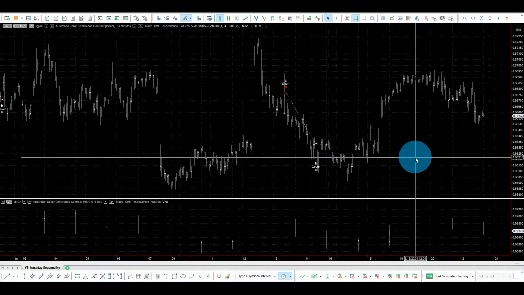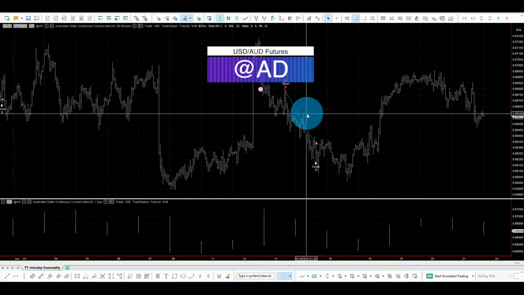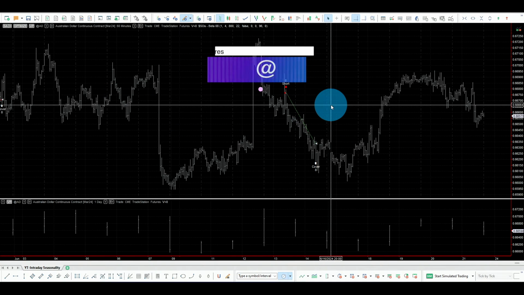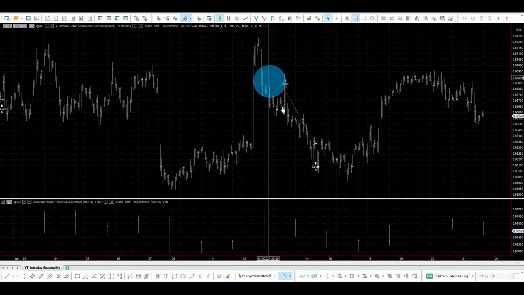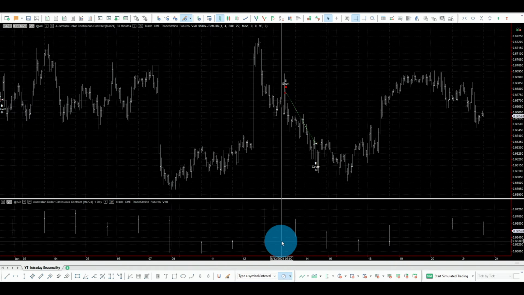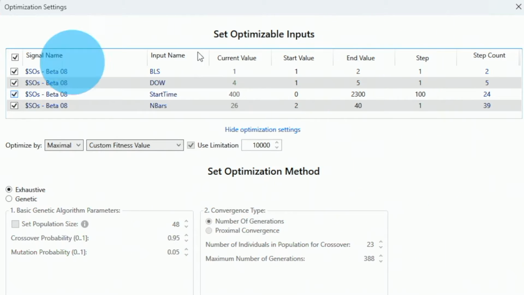So here is our tool applied to 60 minutes Australian dollar futures. So this is the US dollar, Australian dollar represented by futures and 60 minutes bars. And at the bottom here, I have the daily bars. The reason I have daily bars is because we're going to use it to apply filters for our strategy. So here is our algo optimization.